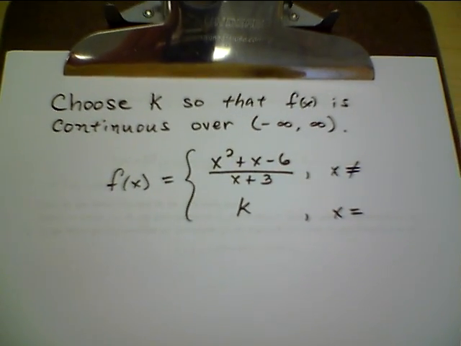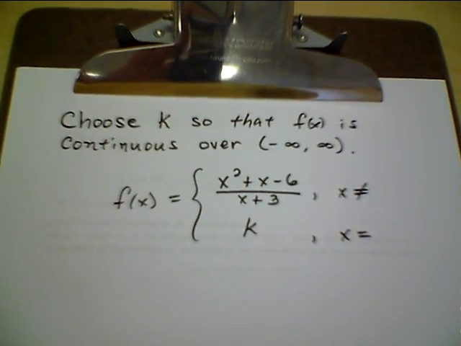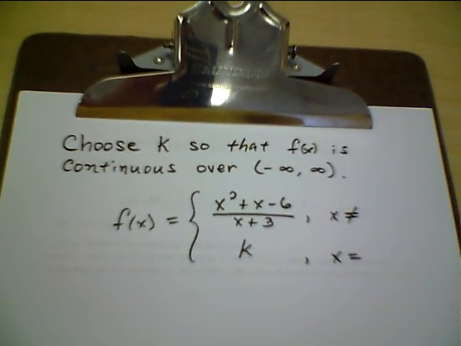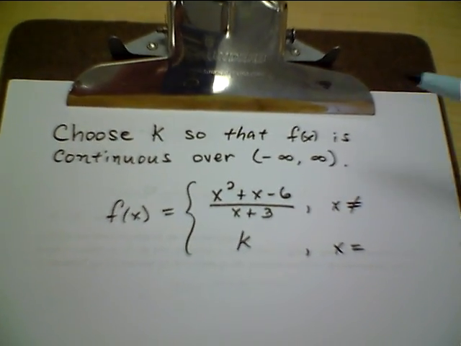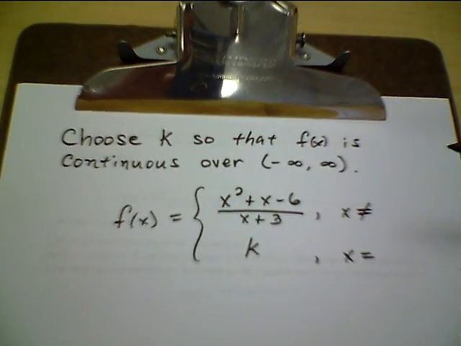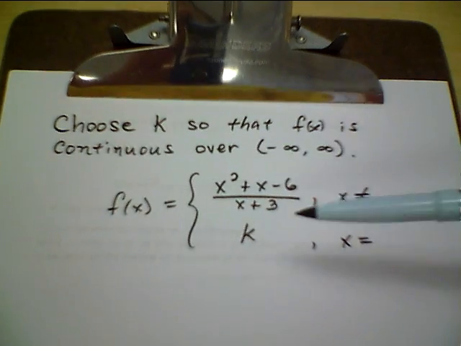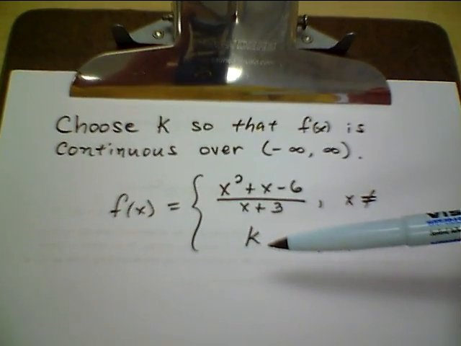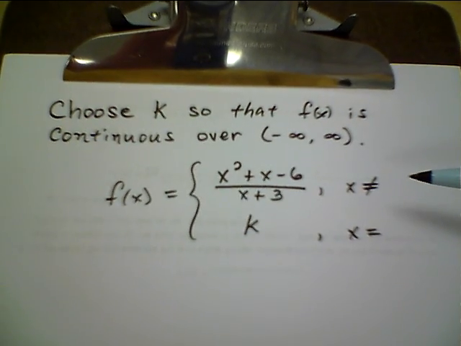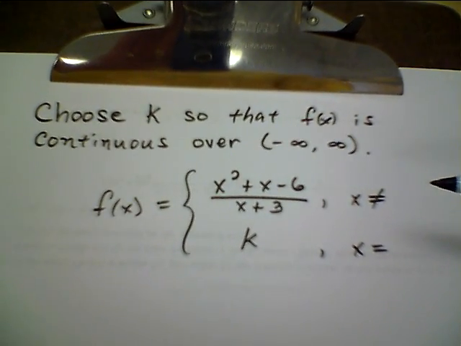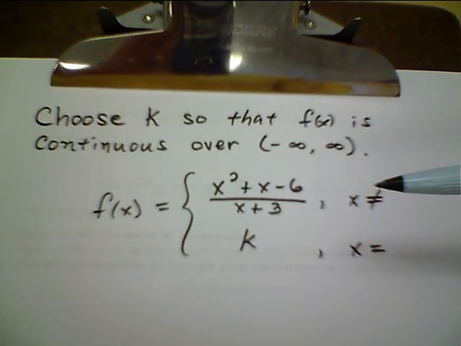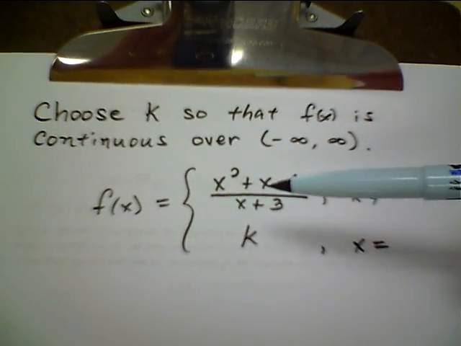Okay, calculus students, in this problem we're going to consider continuity of a function, and here we have a piecewise function. It's a rational function when x is not equal to a number, and it's a constant or some value when x is equal to a number. Now I didn't fill that number in because you could almost tell what the problem is going to be just by looking at the function.